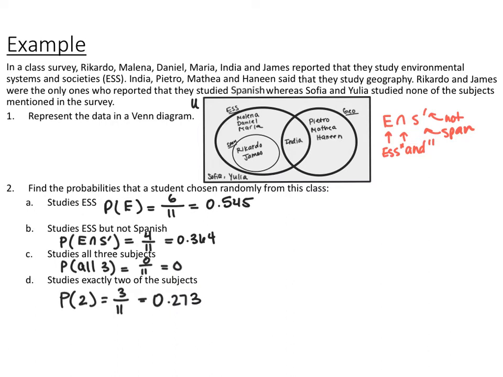And then the last one says the probability of a student who studies exactly 2 subjects, so that would be Ricardo and James, who study both ESS and Spanish, and then also India, who studies ESS and geography, and so you end up with 3 students out of the 11 surveyed, or 0.273.